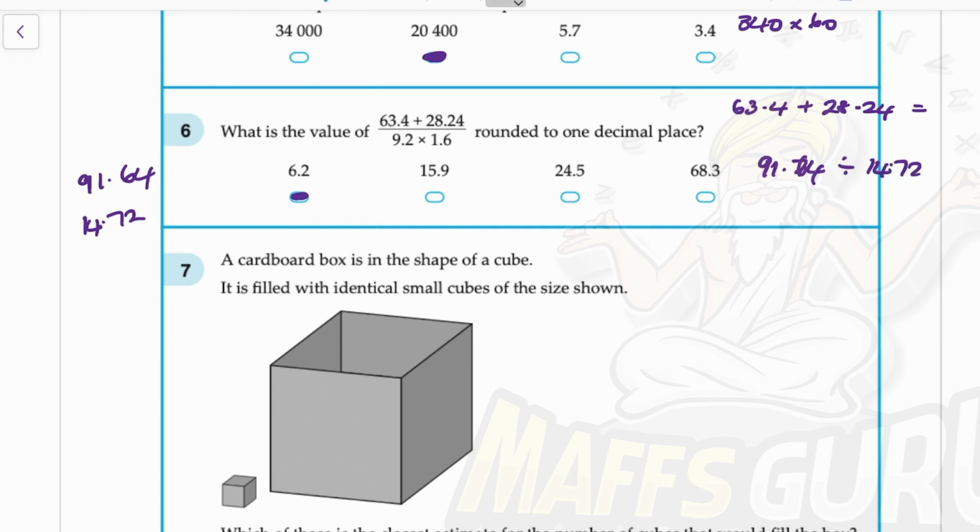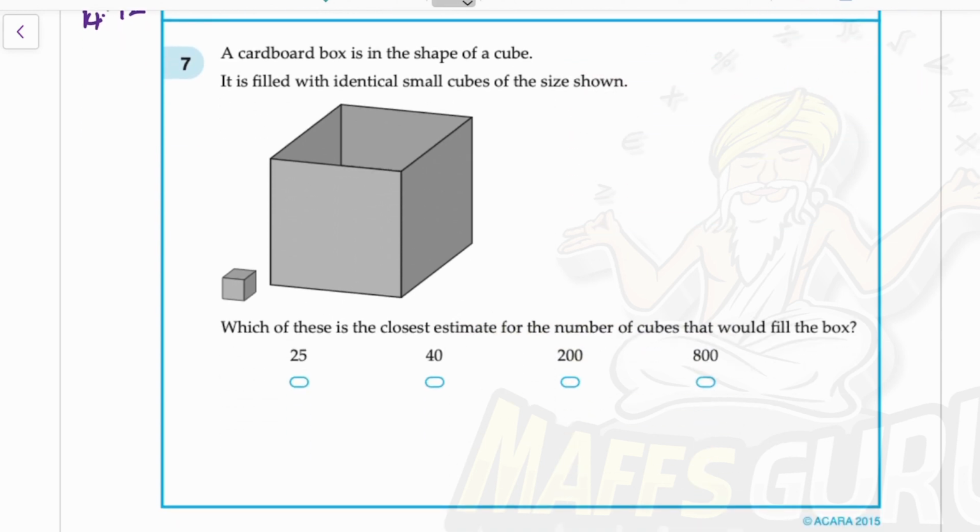I split that up into 3 calculations. Work out the value on the top, work out the value on the bottom. Because if you use your calculator wrong here, sadly, you're going to get the wrong answer.